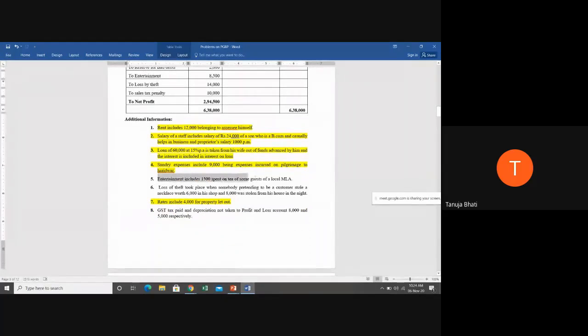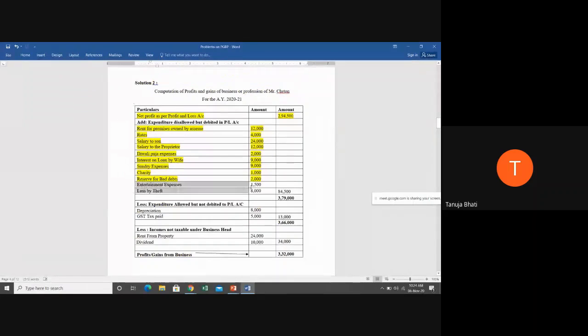So entertainment includes 1,500 spent on tea of some guest of a local MLA. So is this relating to business? Are they telling that it is spent on a customer for promoting the business or for getting the business? So tell me, students, if Mr. Chetan spends some amount on tea of a guest of a local MLA, is it a business expenditure or a non-business expenditure? Non-business. So this 1,500, we need to add it back to the net profit.